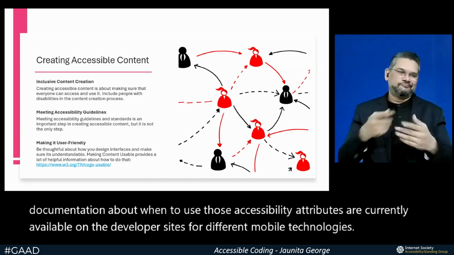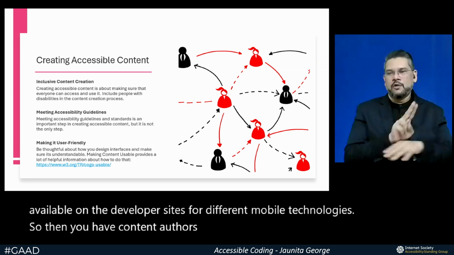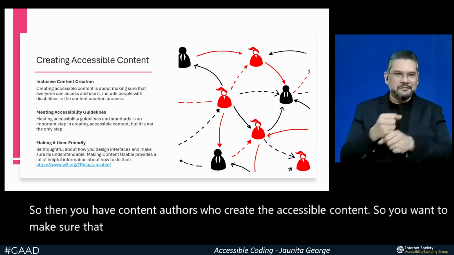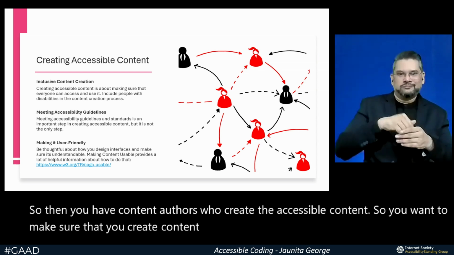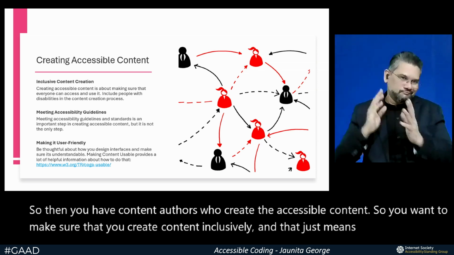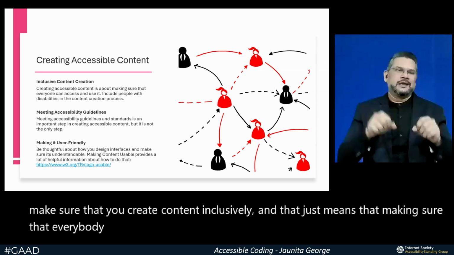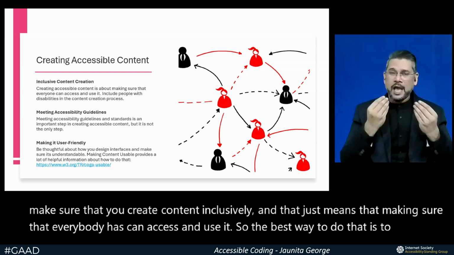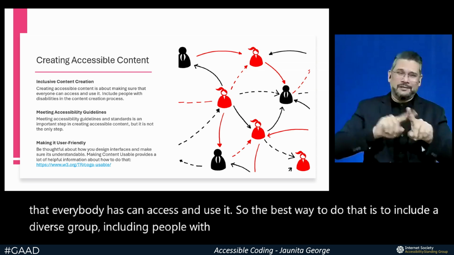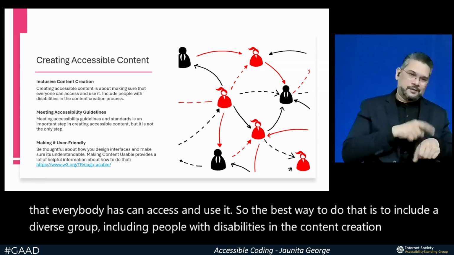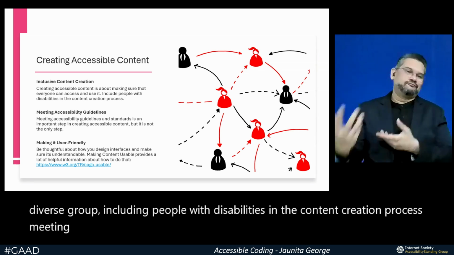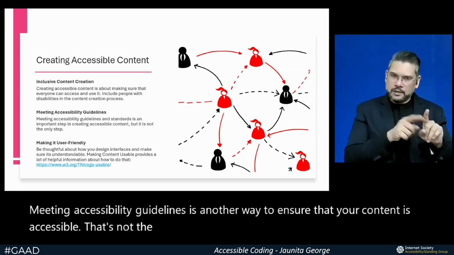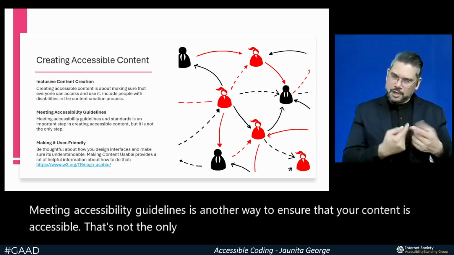So then you have content authors who create the accessible content. You want to make sure that you create content inclusively, and that just means making sure that everybody can access and use it. The best way to do that is to include a diverse group, including people with disabilities, in the content creation process. Meeting accessibility guidelines is another way to ensure that your content is accessible. That's not the only step. And then making it user-friendly.